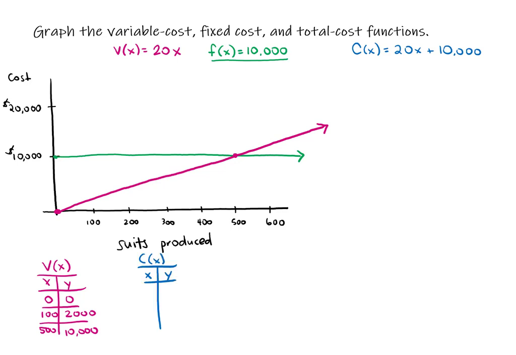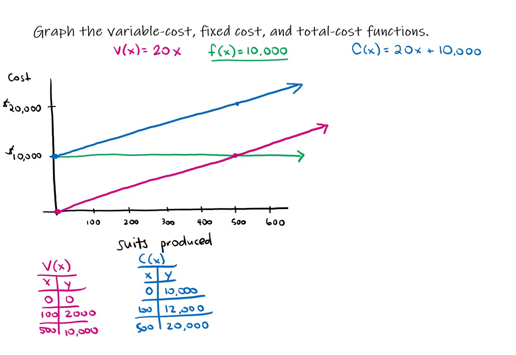Let's just plug the same numbers in. When I plug in 0 to c of x, I get 10,000. When I plug in 100, I get 12,000. And when I plug in 500, I get 20,000. Let's graph that. 10,000 to 20,000. And there's our graph of c of x.